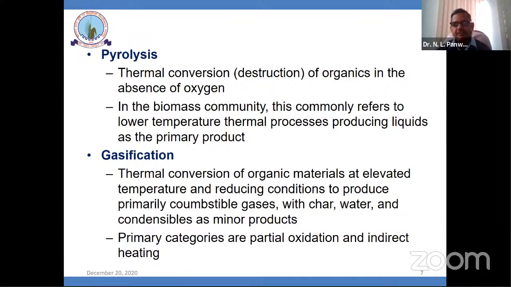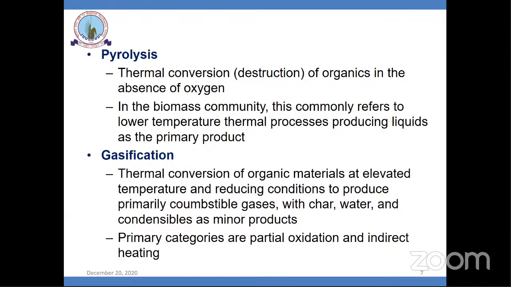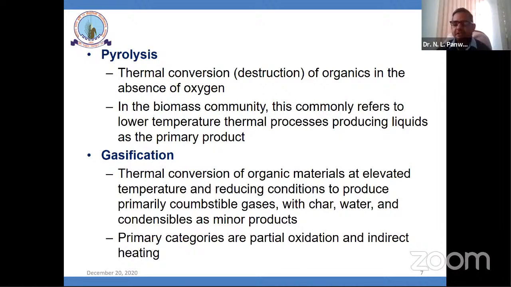But as far as the gasification process is concerned, we are supplying the air in limited amount, so it is a partial combustion process. During the partial combustion process, we are getting a quality gas that is called producer gas. That gas is combustible and can be combusted in your furnace or in your boiler somewhere. This organic material at elevated temperature is categorized as partial oxidation or an indirect heating type of process. This is the gasification process.